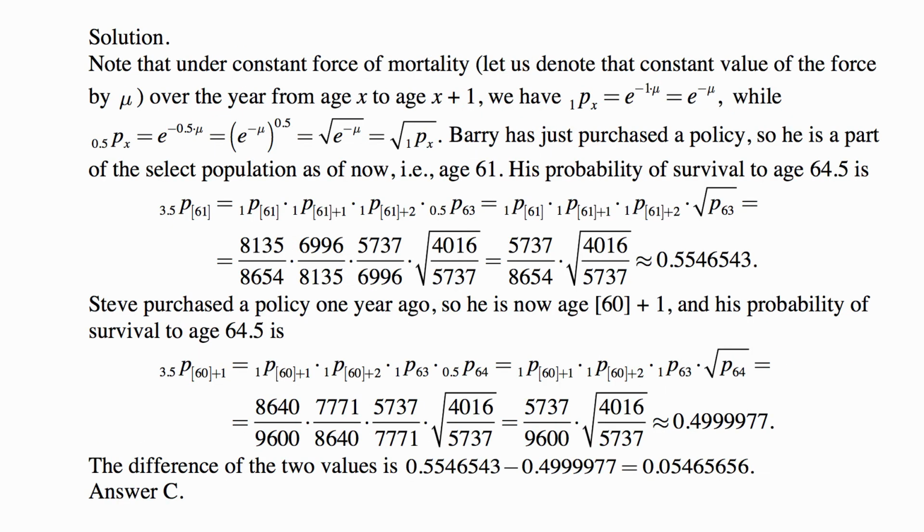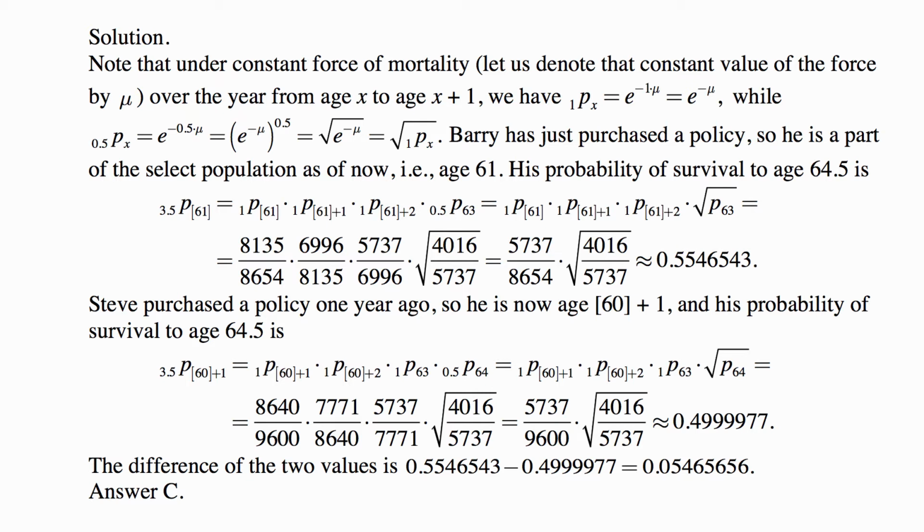So under constant force of mortality, and let's write mu for that constant force, over the year from age x to x plus 1, the probability of survival is e to the minus mu over 1 year, and the probability of survival over half a year is the square root of e to the minus mu, or e to the minus 0.5 times mu, which is the square root of the probability of survival over the whole year.